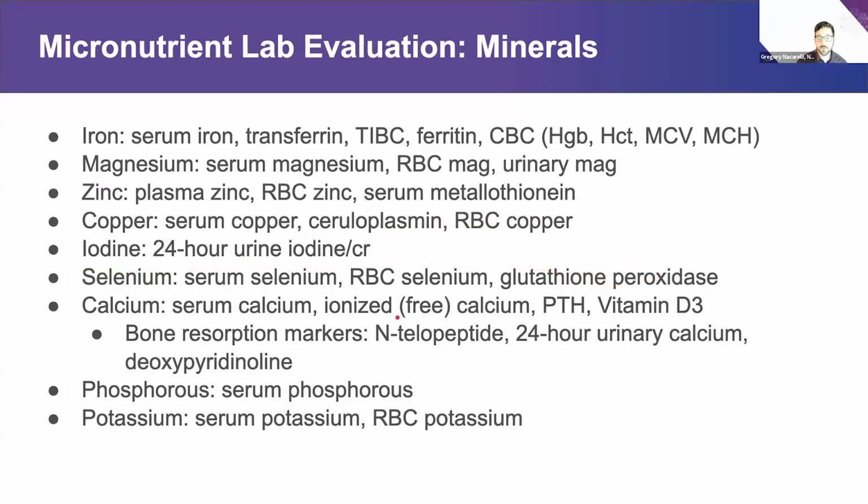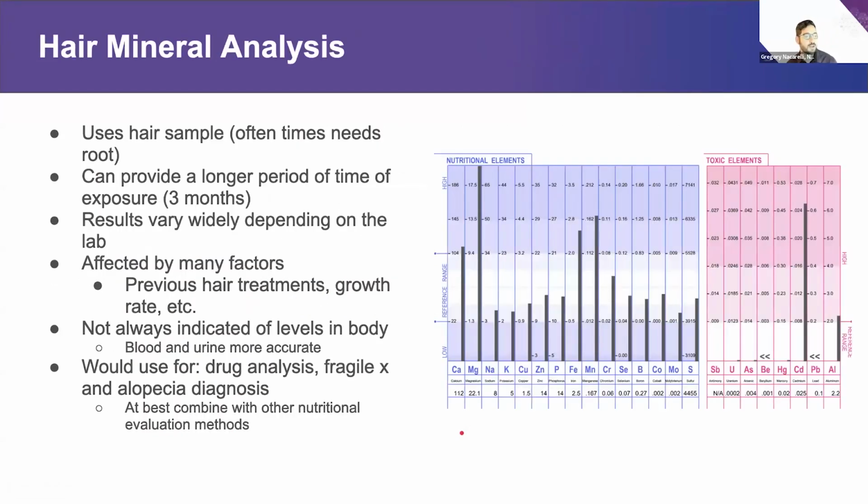Calcium: serum calcium, ionized free calcium, parathyroid, and D3. We could also look at bone resorption markers as an indicator of calcium status. Phosphorus, serum phosphorus, which is typically run on a CMP, and then potassium, serum potassium, or red blood cell potassium. All right, so that's a lot. Again, please go back and read the notes for some of those lab markers, but these are the fundamental tests when it comes to vitamin, mineral, and nutrient status.